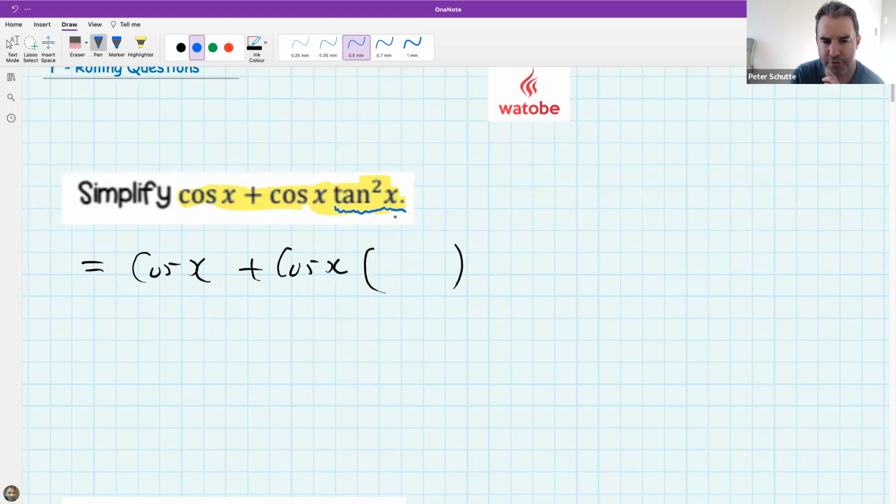What comes to mind for you when you think of changing this tan x here? What could you maybe change it to? I don't know if you can hear me still. I see it.